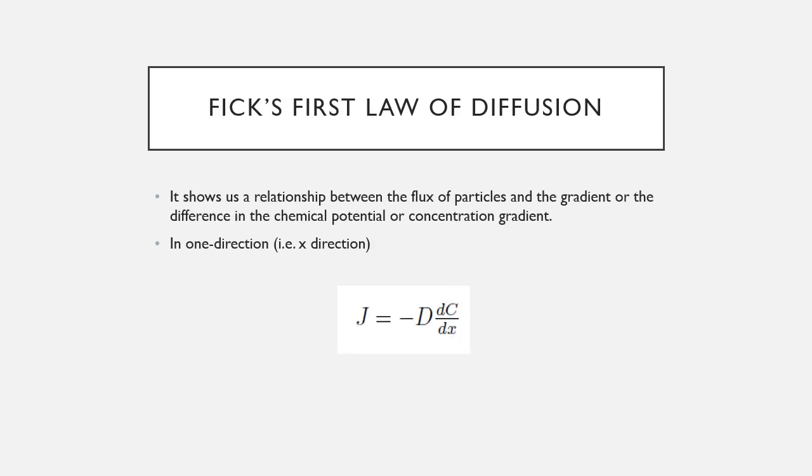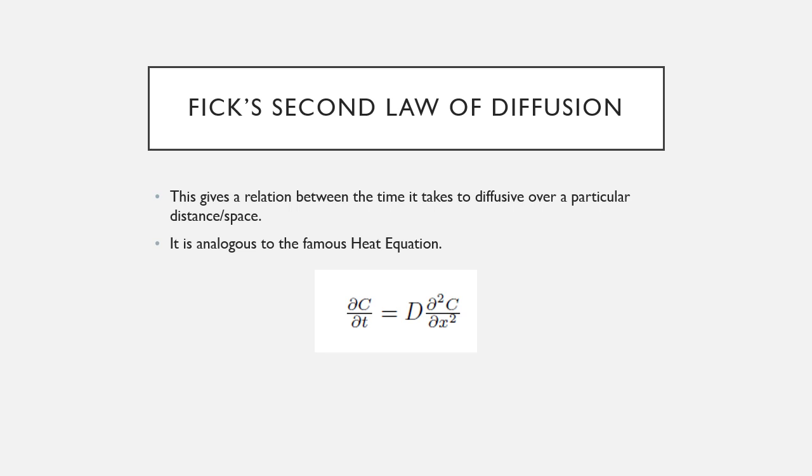So Fick's first law of diffusion states that the flux is directly proportional to the concentration gradient and the chemical potential. This is used to describe how many particles pass over a given area in a given time. Fick's second law of diffusion gives a relation between the time and the position of the particles. So D is the diffusivity again here, and this is analogous to the heat equation and has good solutions that can be obtained. Basically, after any given time, it tells you how much distance the particle has traveled.